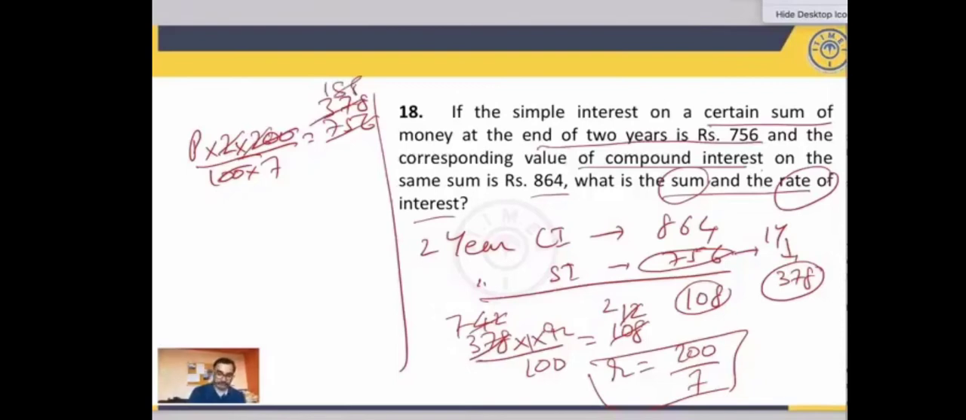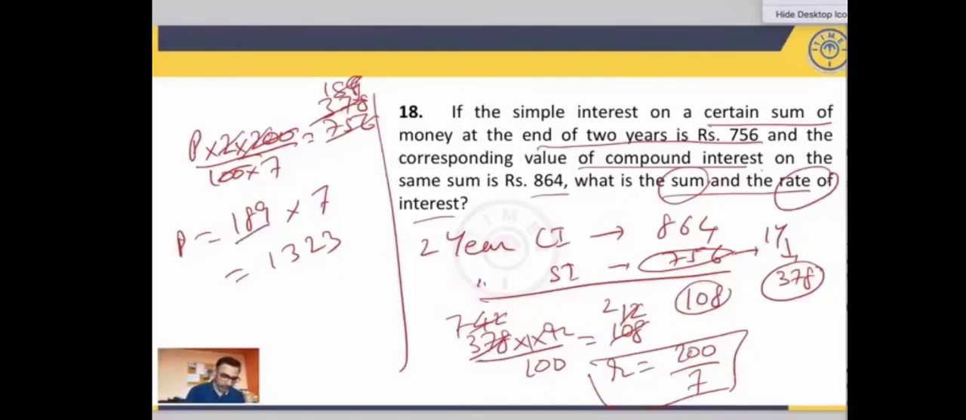So P is equal to 189 into 7. 189 into 7 is nothing but 1323. How can you multiply 189 into 7? You can say 190 into 7, that is 19 into 7 minus 7.